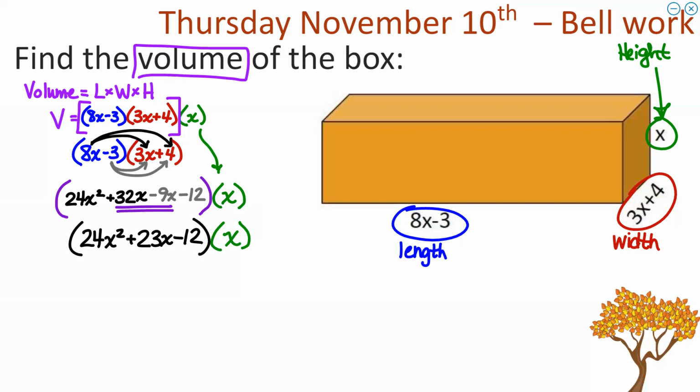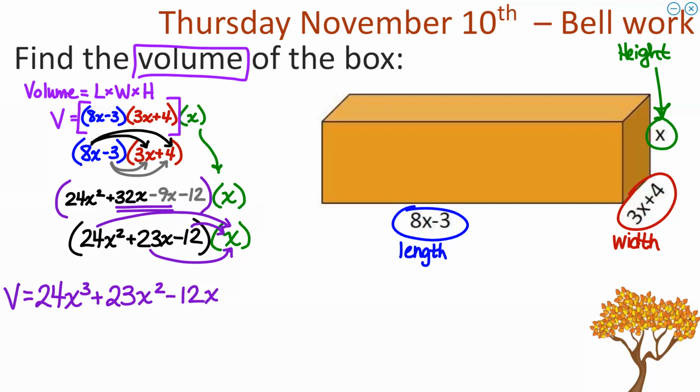So I take this 24x squared. I distribute that to the x. What does that give me? 24x to the third. What else do I need to distribute to the x? 23x. So that becomes 23x squared. Anything else? So minus 12x. That is my volume. I do not have any more like terms to combine together.